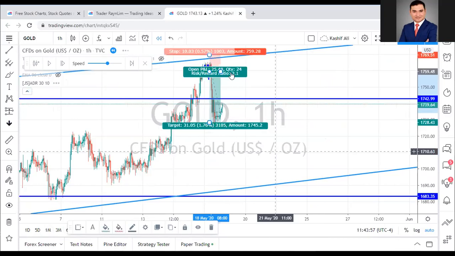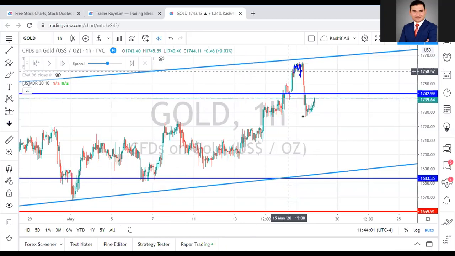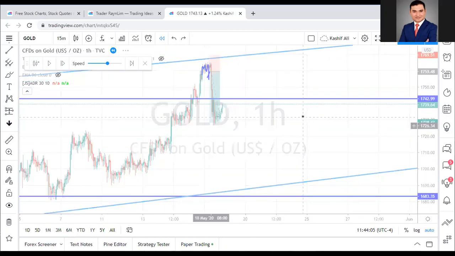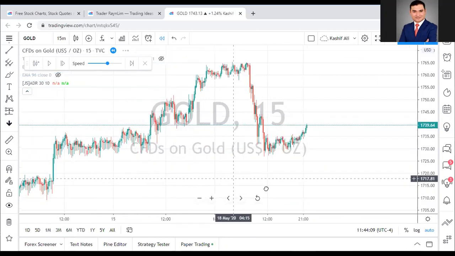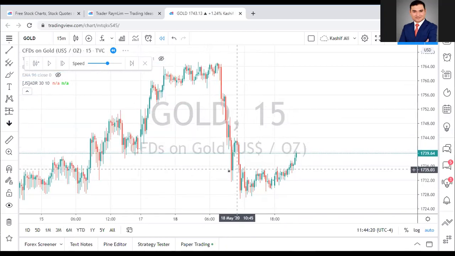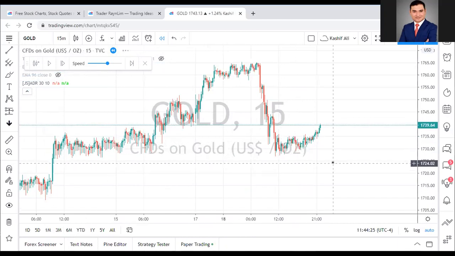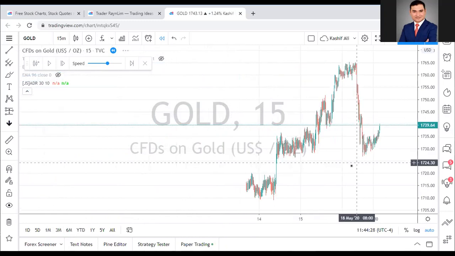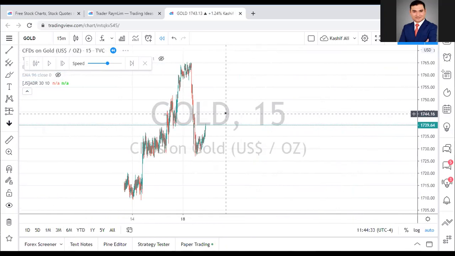You should never enter on a red candle if you want to enter a sell, not here, because then your risk to reward ratio will be affected. If you want to enter a buy, you see the rejections here, one, two, so many rejections, which means this is a key level and it's holding. And key levels are very important, especially on gold.